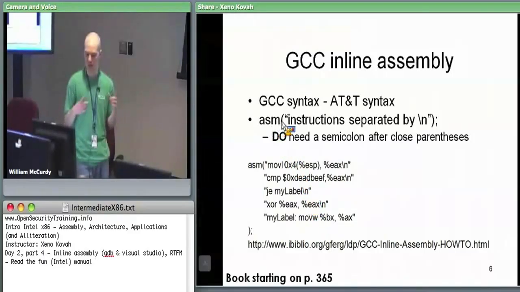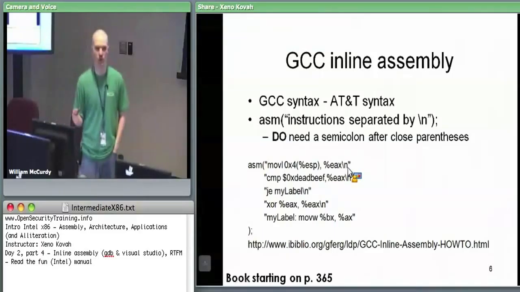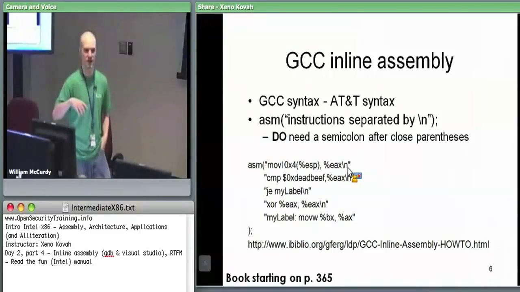ASM, parentheses, and then we have quotes around each of these instructions, and we even have the \n newline explicitly stated in these if you want to do more than one within a single ASM statement, right? So if you don't want the \n, you can just do ASM and then a single instruction between quotes, and then do another ASM, parentheses, single instruction between quotes.